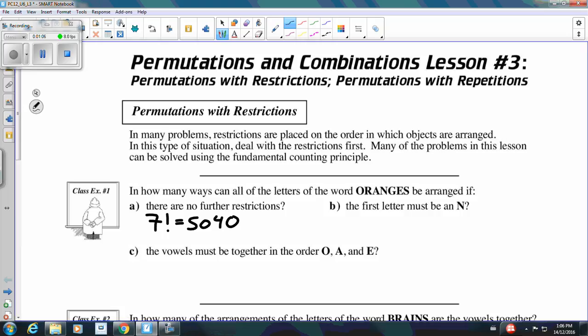If the first letter must be N, sometimes it's simplest to think of this using the fundamental counting principle. So if the first letter must be N, that means we only have one choice for the first letter, and then we go times 6 times 5 times 4 times 3 times 2 times 1 for the rest. So this is really just the same as going 6 factorial, and that is 720.